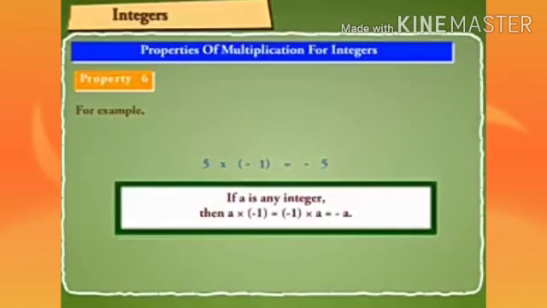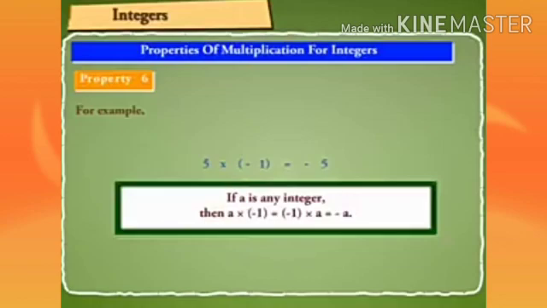Here this property is multiplicative inverse. Let us multiply an integer by minus 1. For example, 5 is an integer. If you multiply the integer 5 by minus 1, we get the additive inverse of 5. What is the additive inverse of 5?